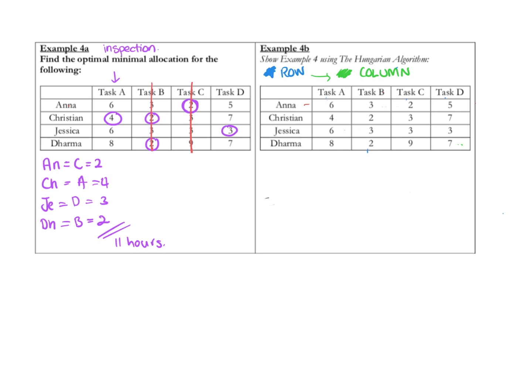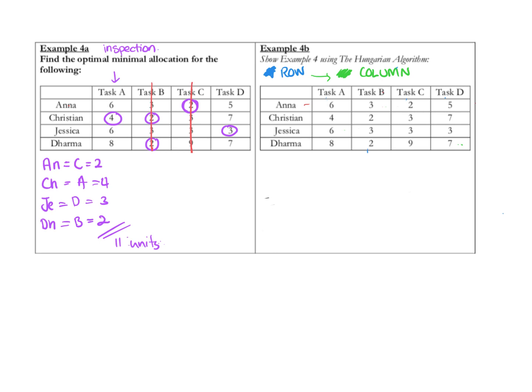I'll say this was hours, I don't know what it is, hours, minutes, whatever. Because they don't say what that is, I'm going to write units, okay? Just so you don't keep writing hours, it might not be hours. So units, 11 units is the smallest. All right, so that was just by inspection.